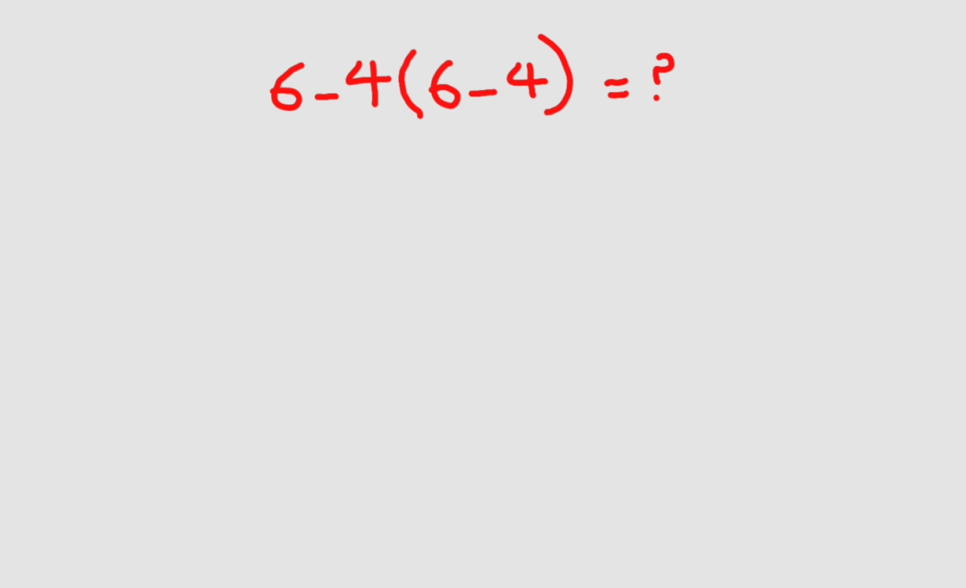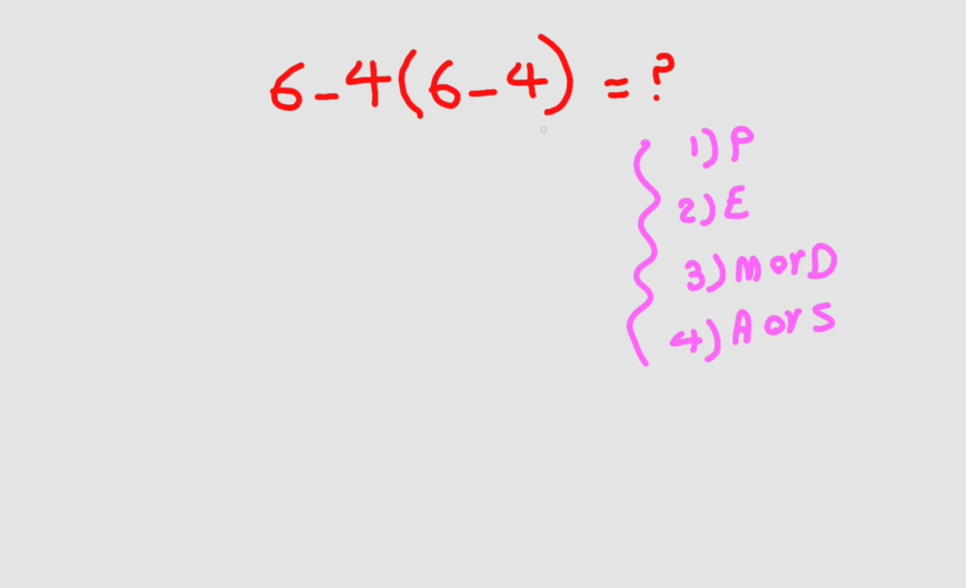According to the rules of mathematics, PEMDAS, we have to solve this math expression in this way. First parentheses, then exponent, then multiplication or division, and then addition or subtraction. So according to this rule, we have one parenthesis here that we have to solve first. So 6 minus 4 gives us 2.